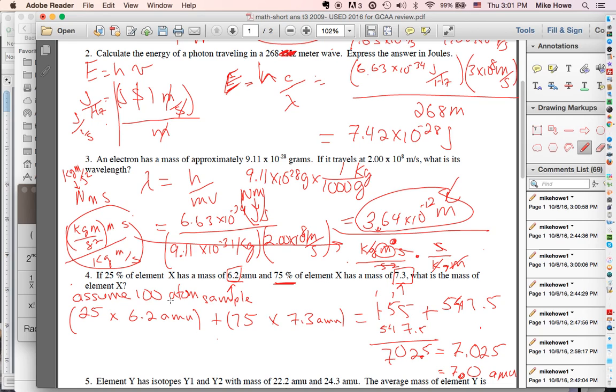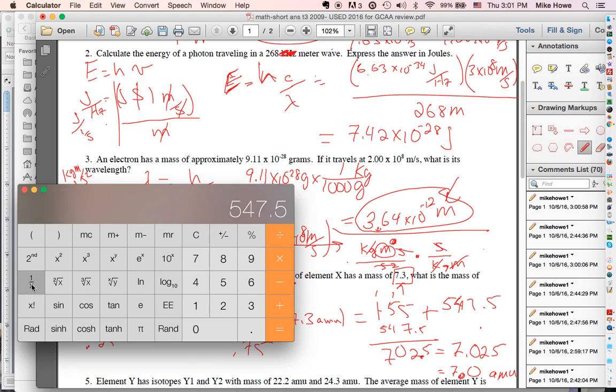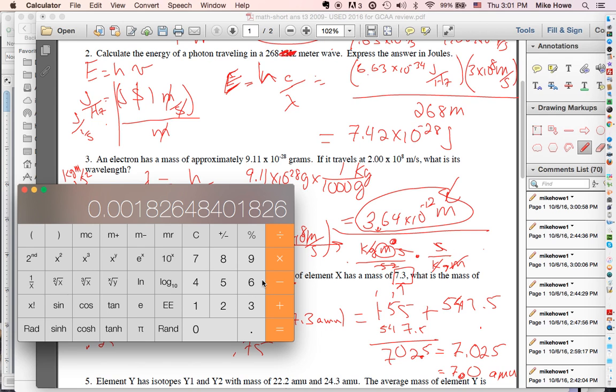All right, so I'd expect you to know how to do that. If you didn't want to have to divide by 100 at the end, you could just use 0.25 here and 0.75 there, and then you wouldn't divide by 100 at the end. Okay, so that was that problem.